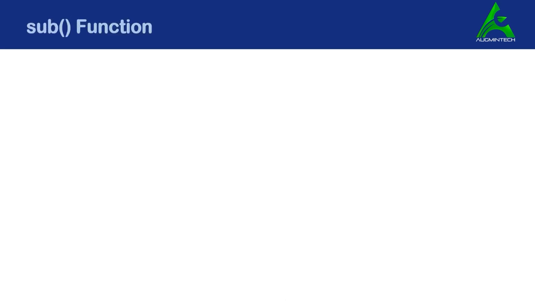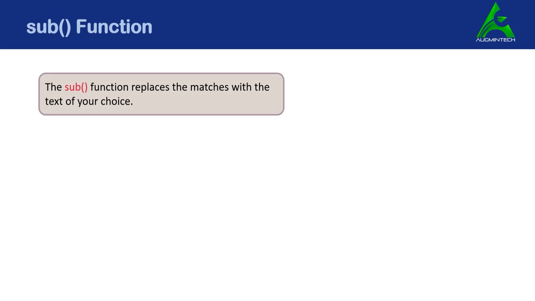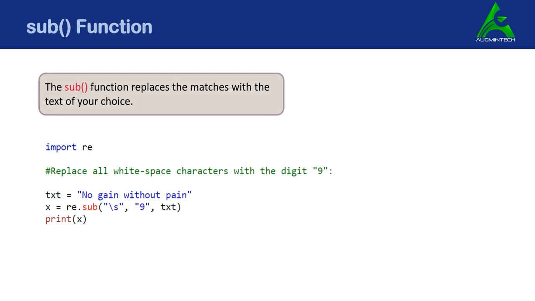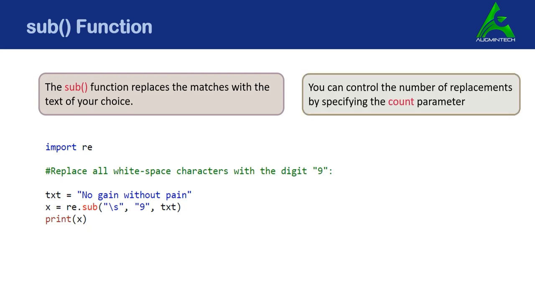Now let's see what the sub function is. The sub function replaces the matches with the text of your choice. Here we can replace an old text with a new text, or a space with any character, digit, or any substring we want. In this example, it will be replacing each of the spaces with the digit 9. Also, we can control the number of replacements by specifying the count parameter to the sub function.